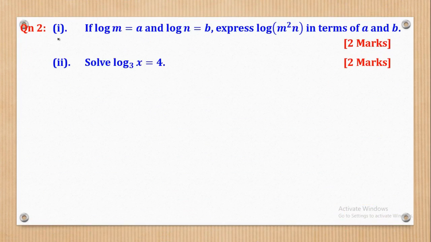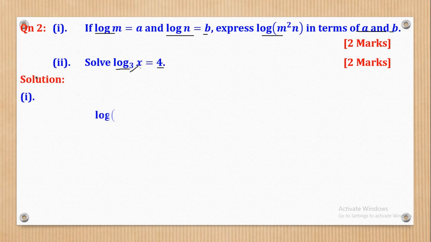Now we shall go to question 2. Question 2 Roman 1 says that if log m is equal to a and log n is equal to b, express log of m squared plus m squared multiplied by n in terms of a and b. Then Roman 2 says solve log of x base 3 equal to 4.